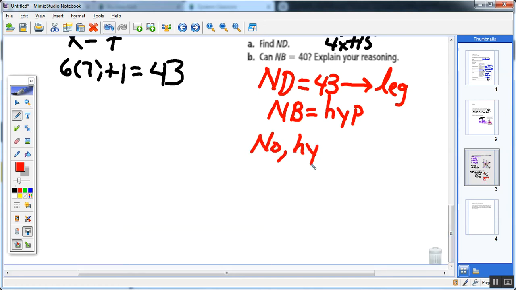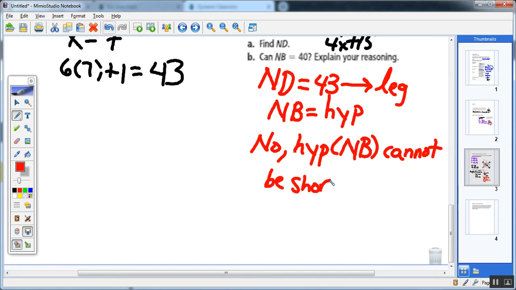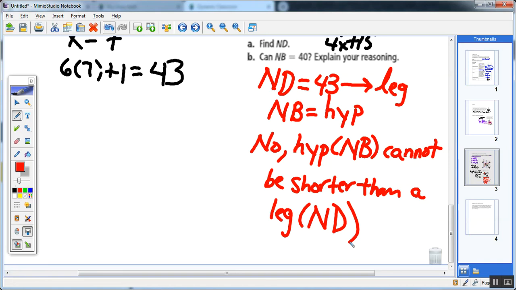Because the hypotenuse, which is N to B, cannot be shorter than a leg, which was the distance from N to D. Gnarly, dude. Okay. Now, this idea of incenter and circumcenter, I want to talk about this. I'm going to wait till you have that down here quickly.